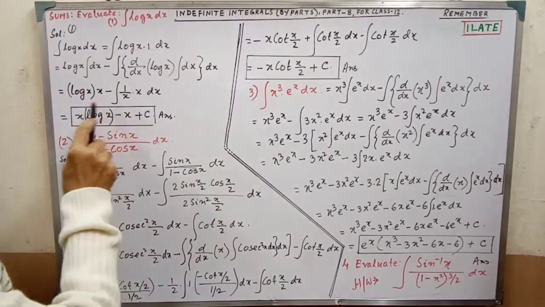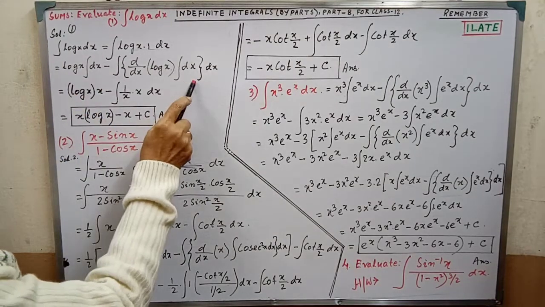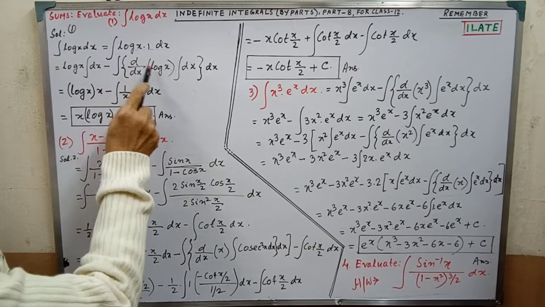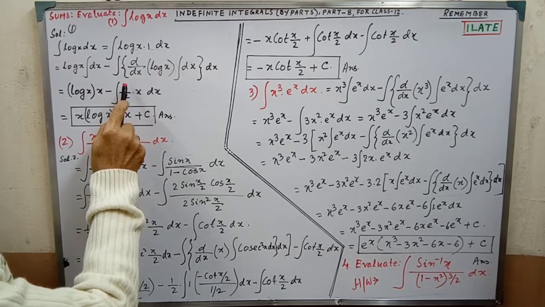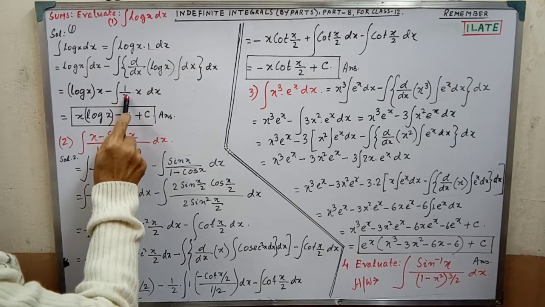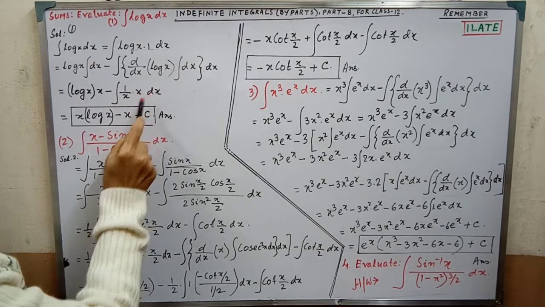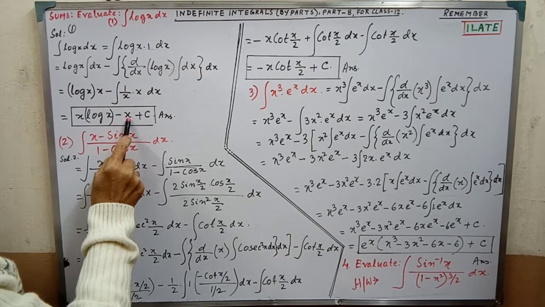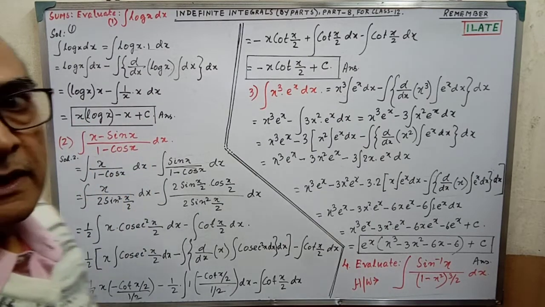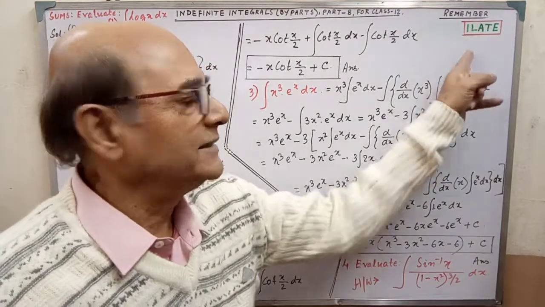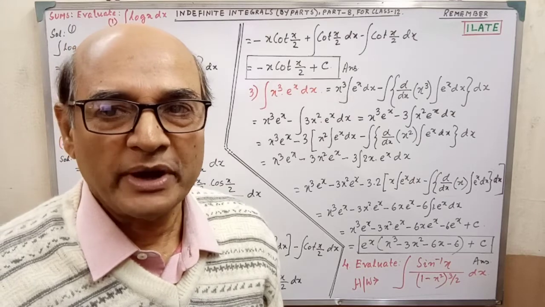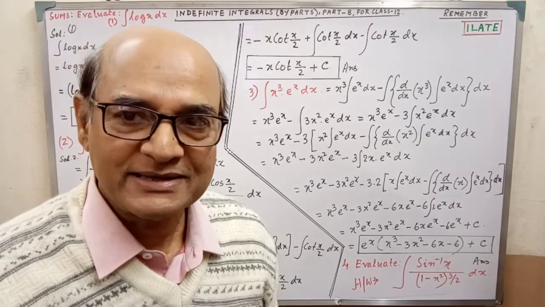Now, by applying the formula we are getting this. Then simplify: integration of dx is x, and differentiation of log x is 1 by x, and integration of dx is x. Then x and x will be cancelled, then integration of dx is x. By simplifying we are getting this. This is the answer. If you remember the formula and this, then easily you can do any sum in this chapter.